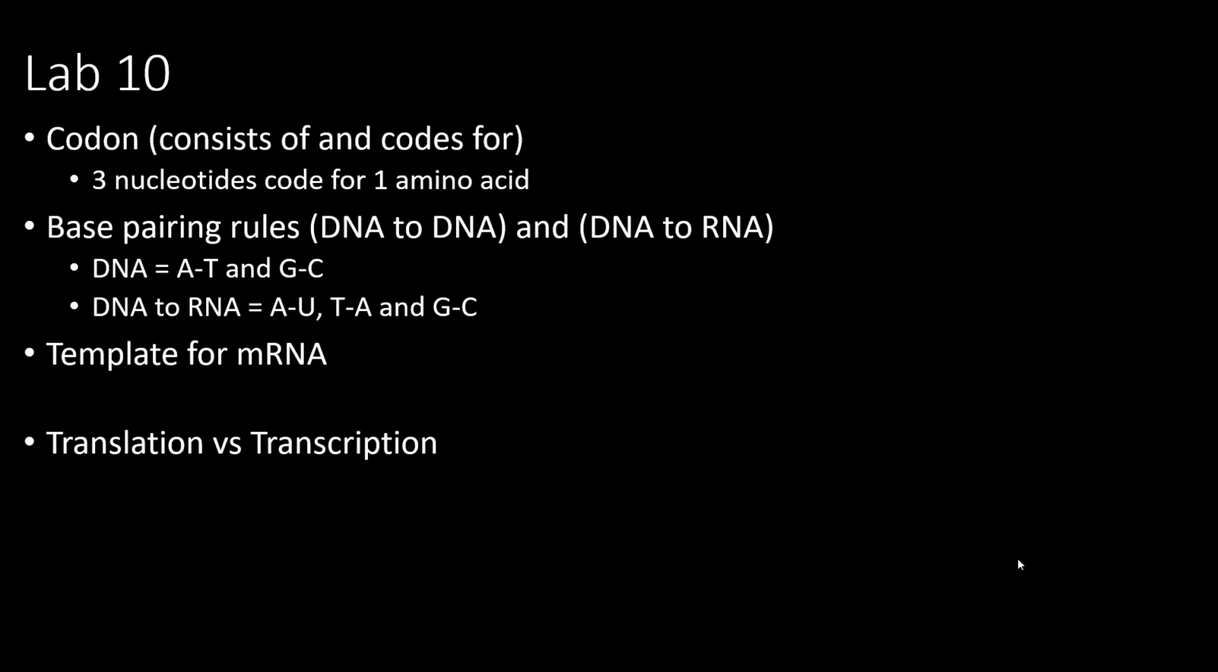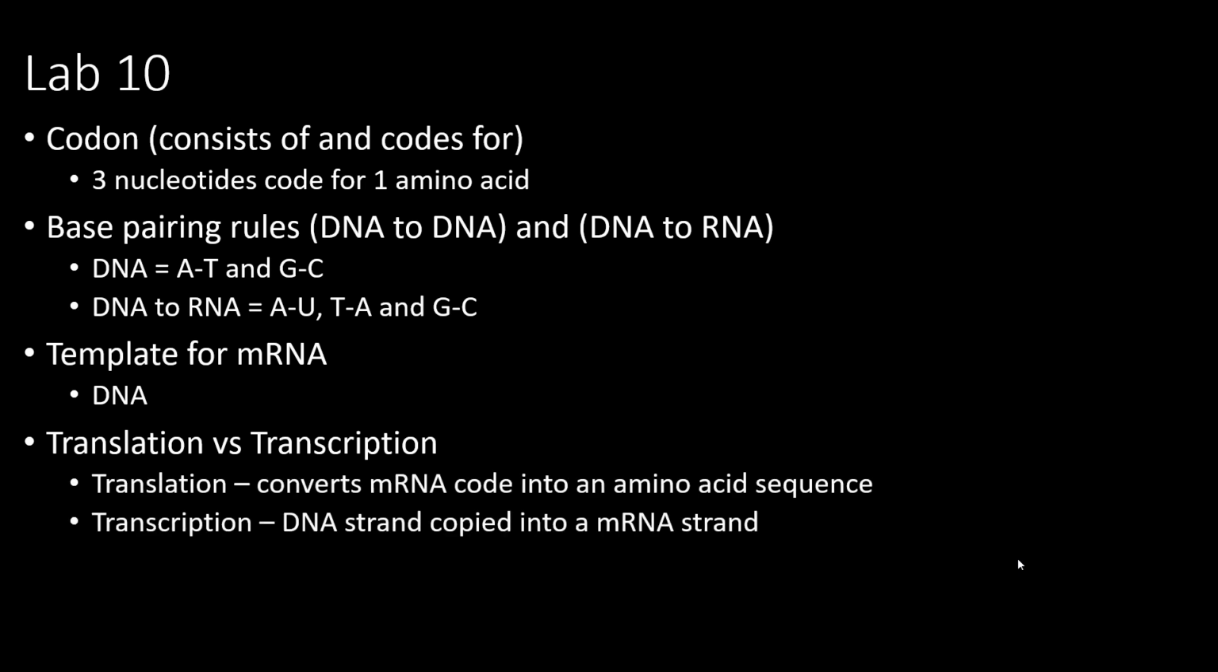So what do I use as a template to make the messenger RNA? We use the DNA strand. So the DNA is going to have the blueprints or the instructions on how to make the messenger RNA, or mRNA. This brings us to two terms, transcription and translation. Transcription, guys, is where I take that DNA and I'm going to make a copy of messenger RNA. Since DNA and RNA are both nucleotides, I'm transcribing. I'm just copying down the message.